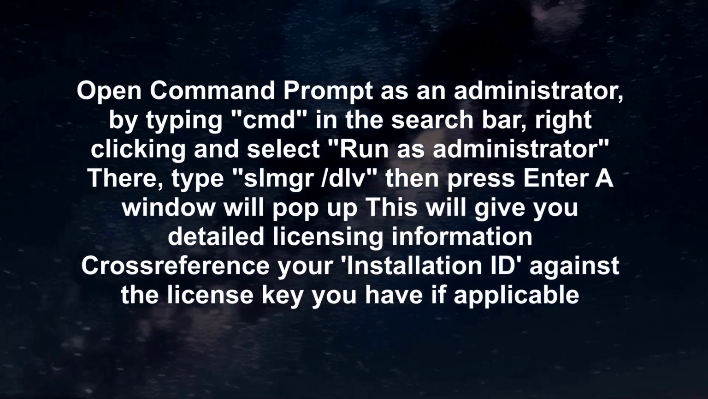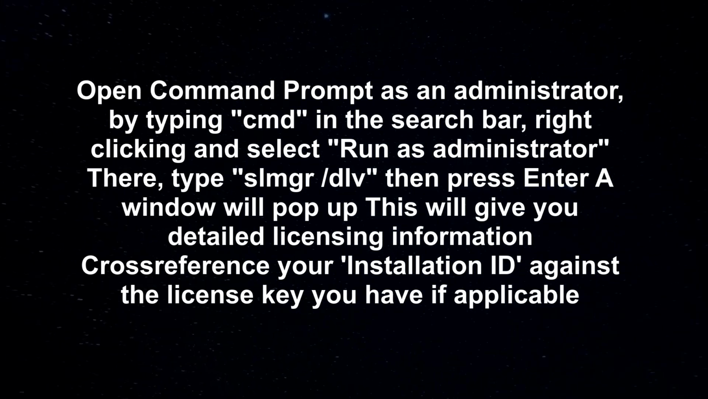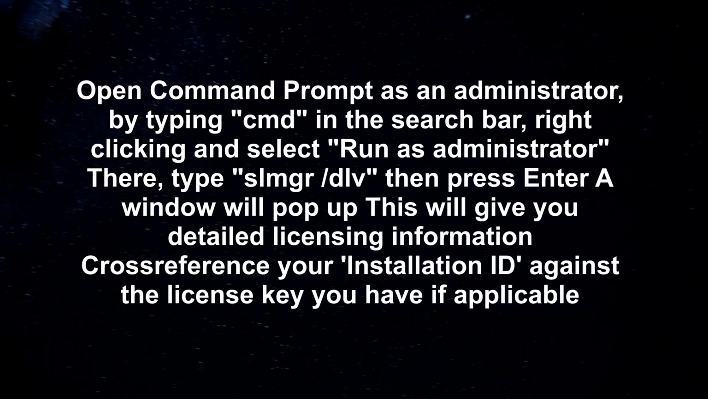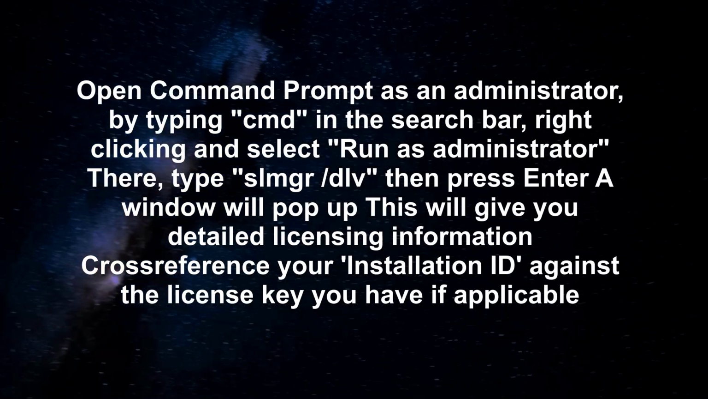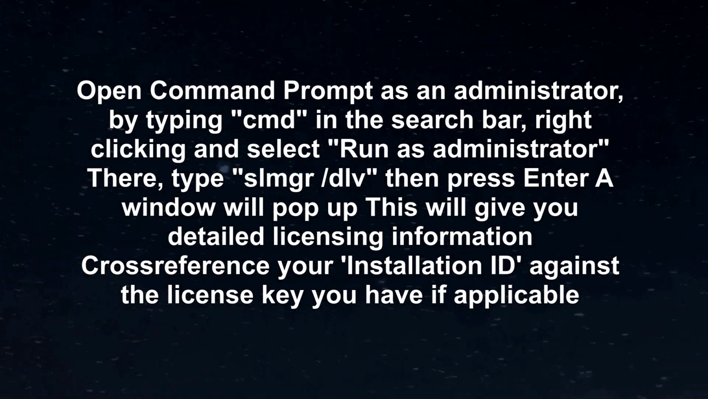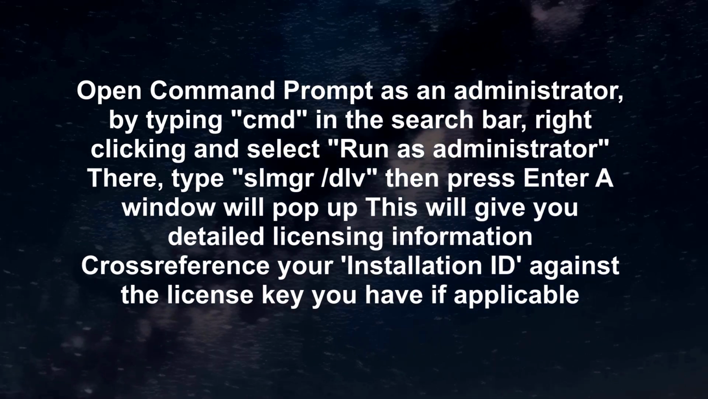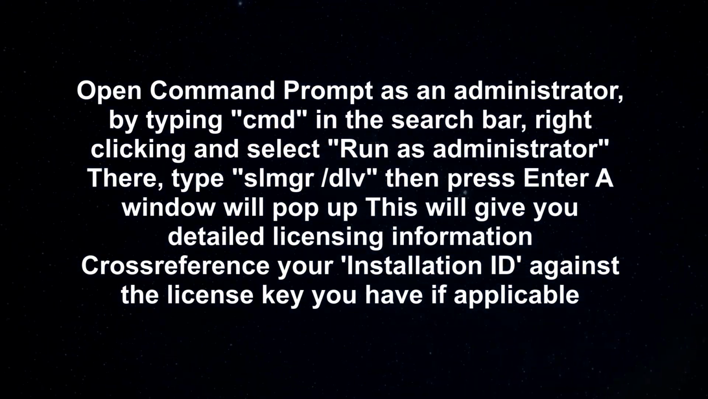Open Command Prompt as an administrator by typing CMD in the search bar, right-clicking and selecting Run as administrator there. Type slmgr /dlv, then press enter. A window will pop up. This will give you detailed licensing information. Cross-reference your installation ID against the license key you have, if applicable.